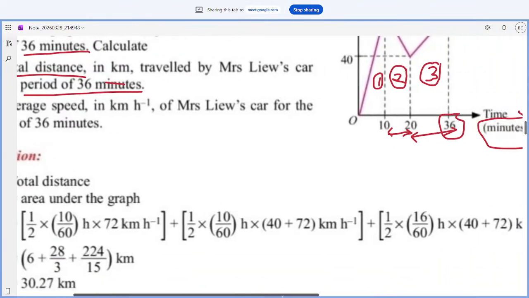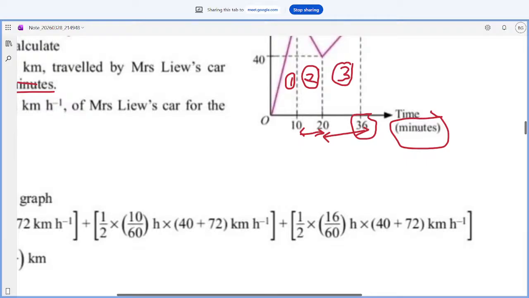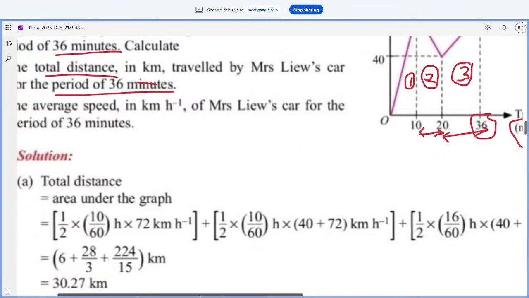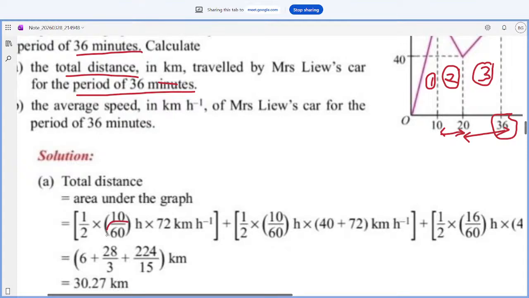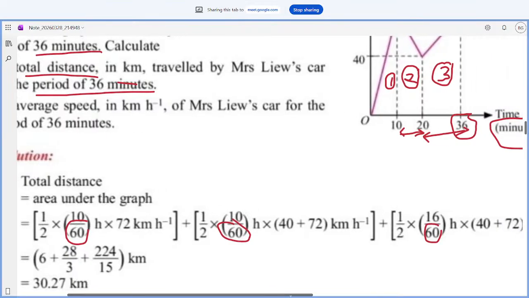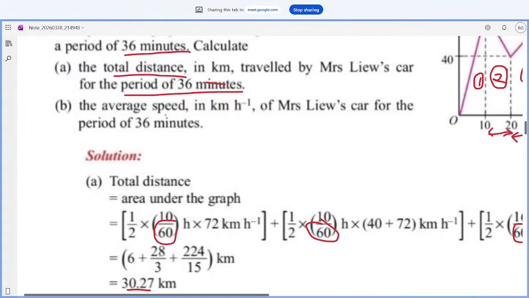Okay, but be careful, guys. There is a trick also, minute. So everything must be divided by 60 at the end. Everything. Okay, everything divide by 60 for the time. 60, 60, 60. Okay, are you clear, guys, for this question? Jelas how to do it? So final answer 30.27 km. Just make sure you press the calculator correctly. Don't be careless. Okay. So yeah.